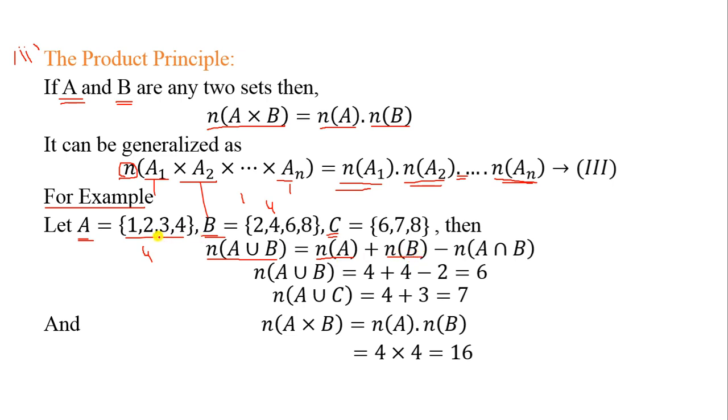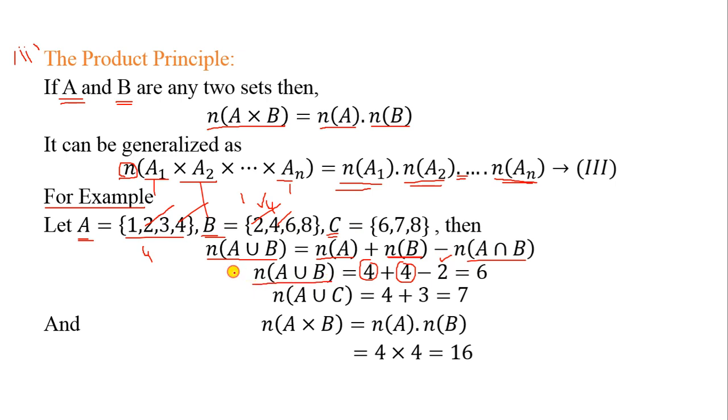So how many elements are there in A? There are four elements, which are 1, 2, 3, 4. So number of elements in A plus number of elements in B, and again there are four elements in B, so 4, minus intersection of A and B. How many elements are there in the intersection of A and B? Look at this, we have 2 and 4, again 2 and 4 in B. So there are two common elements in A and B, hence number of elements in the intersection of A and B is 2, and after calculation we got 6 is the number of elements in the union of A and B.